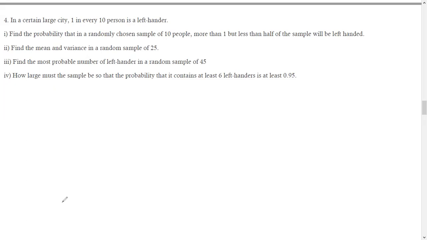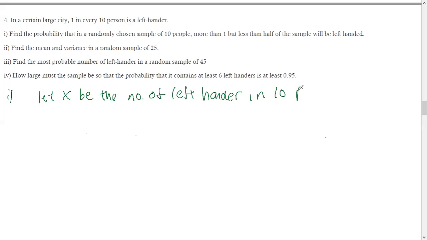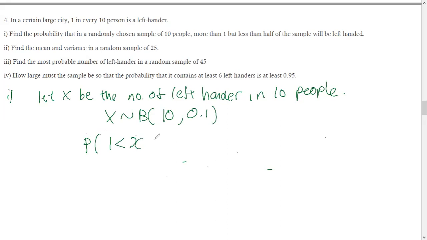All right, for part 1, we let X be the number of left-handers in 10 people. We define this as a binomial distribution: 10 people, and the probability of being a left-hander is 1 in 10, so it's 0.1. We formulate the problem: the probability of more than 1 but less than half of the sample. Half of the sample means 5, so more than 1 but less than 5.